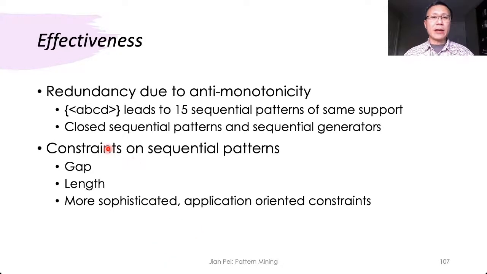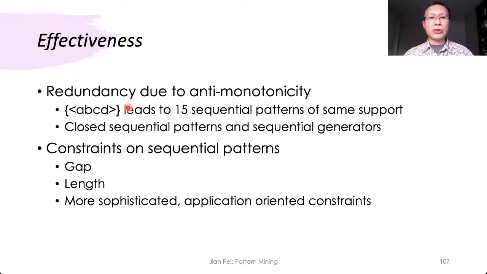And PrefixSpan is effective because the redundancy due to the anti-monotonicity in Apriori can be avoided. For example, in the Apriori-based GSP algorithm, in order to produce sequential pattern ABCD, we need to search 15 sequential patterns of the same support. However, we can avoid these.